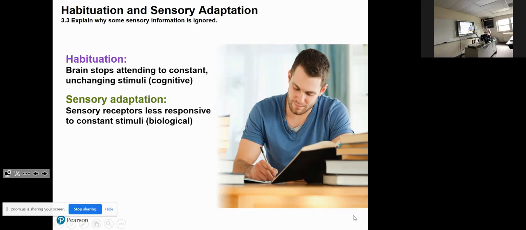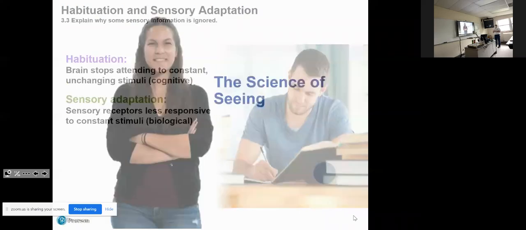Your sensory adaptation is always picking that up. It's always there. So it just says, okay, I'm not going to fire off pain signals anymore because it's just residing there. So you probably have a little bit of both going on there. Okay, so that's really the difference between habituation and sensory adaptation.